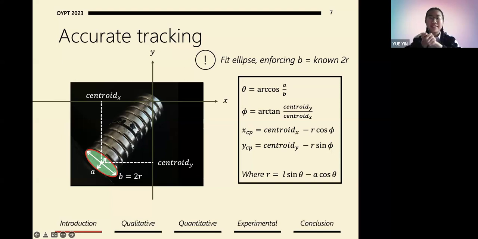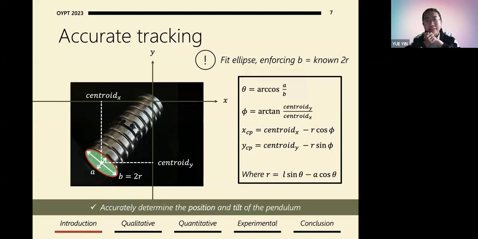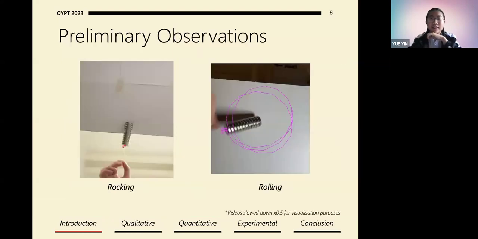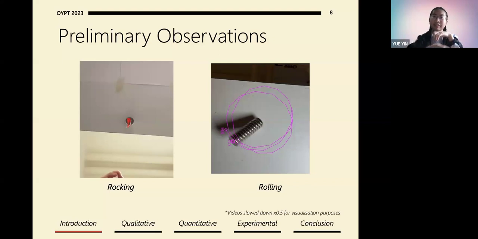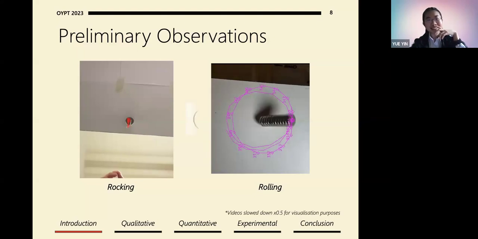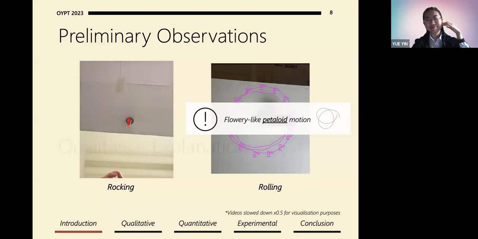Now, I would like to move on to some preliminary observations of the system. So here at the left, you can see if I release the pendulum with no initial angular velocity, it will actually rock. But if we impart a tangential angular velocity, you can think of it as kind of tossing the pendulum a bit, it will roll on its edge instead and track a petal-like pathway. So that's kind of cool. And what I'm going to do next is try and qualitatively explain this before we start with the modeling.